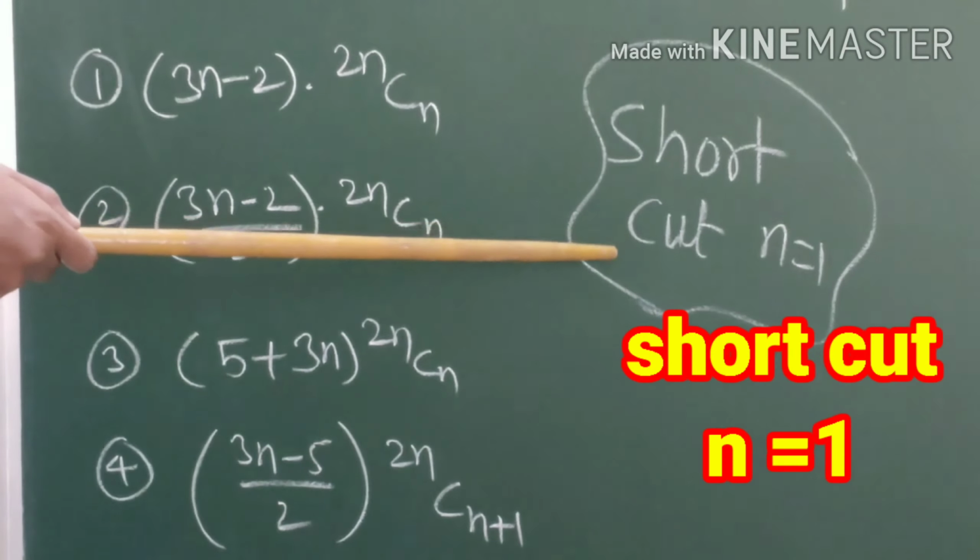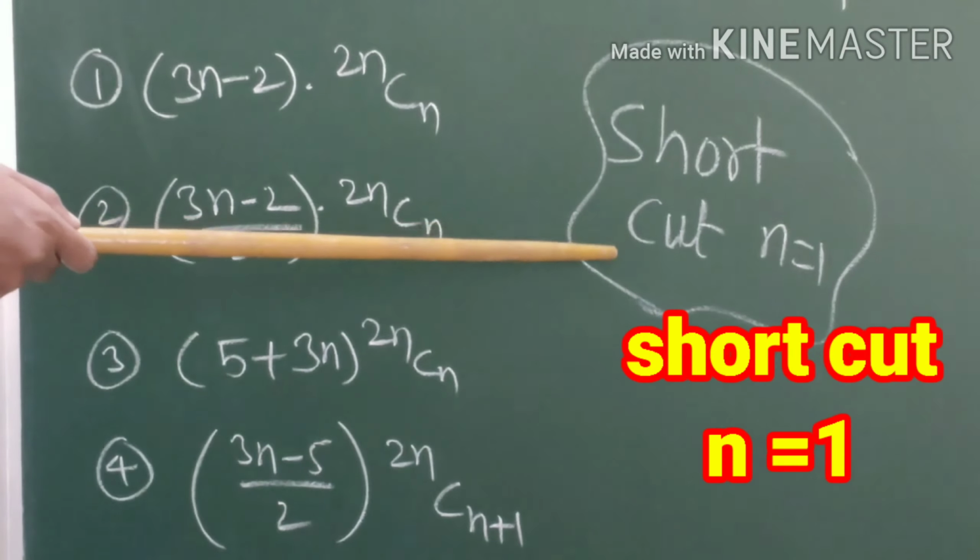N is equal to 1 means nC0, that is 1C0 whole square plus 2 into nC1, that means 1C1 whole square, that is equal to minus 1. 1C0 whole square is 1, plus 2; 1C1 whole square is 1. Minus 1 into 1 plus 2 into 1 is equal to 1. And this is the answer from the given problem.